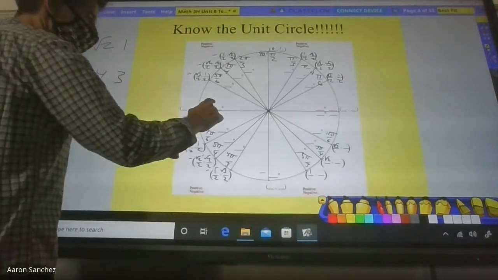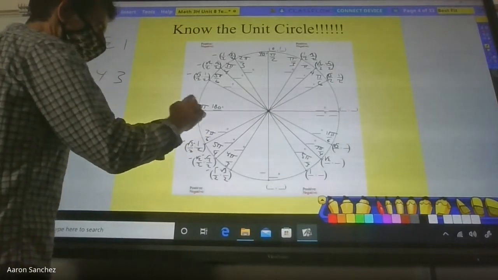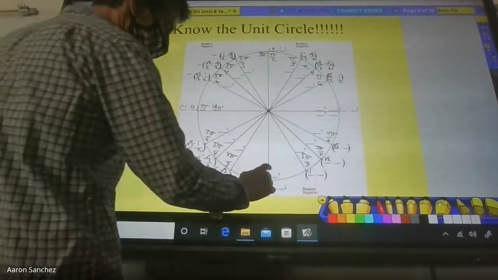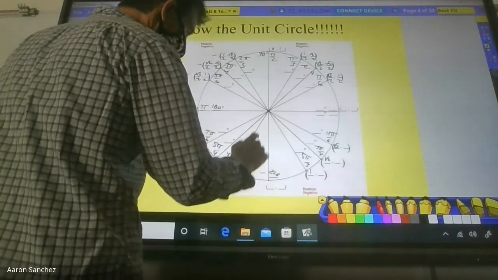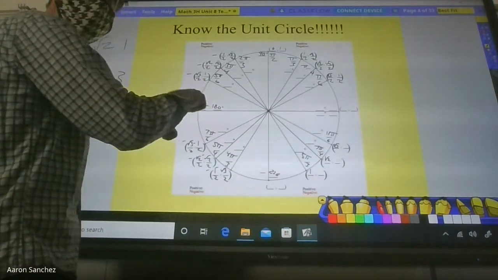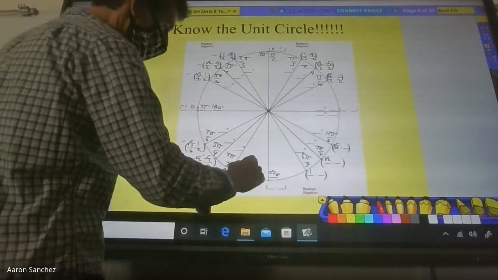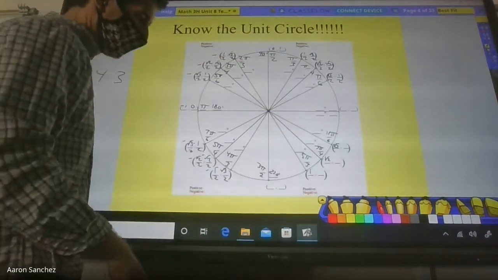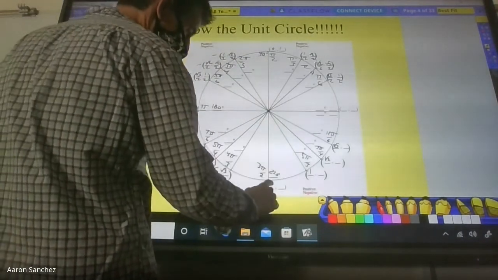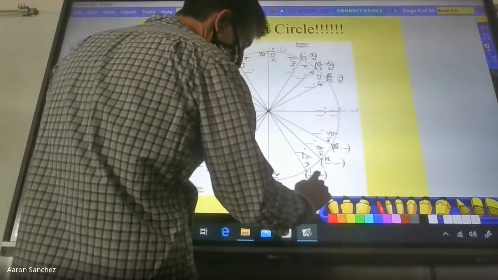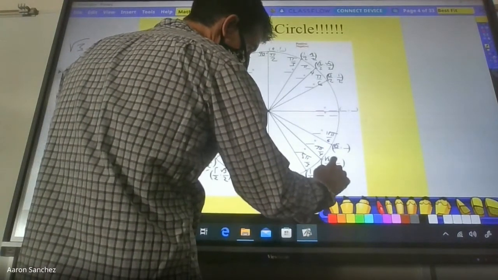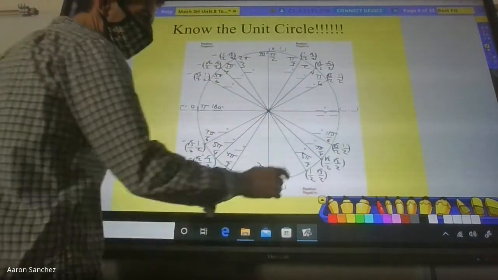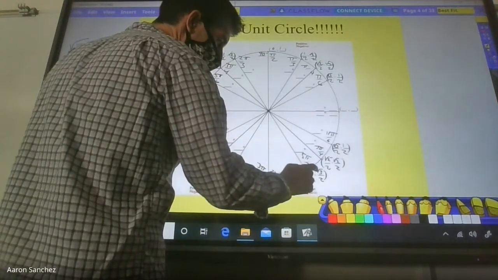How many degrees is this? 180, pi, negative 1, 0. What's this? 270, 3 pi over 2. Just like the graph, right? We graphed the 90s. This is 0, negative 1. 1/2, root 3 over 2, root 2 over 2, 1/2. Which ones are my negatives? The y's. Negative, negative, negative.